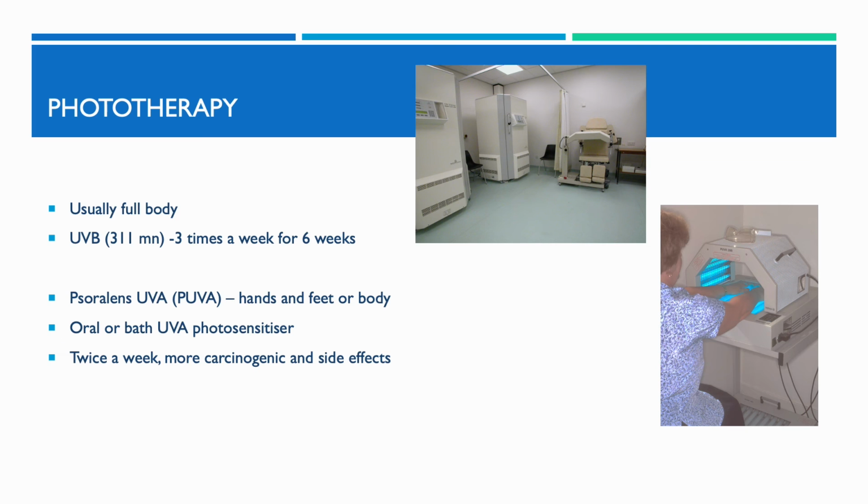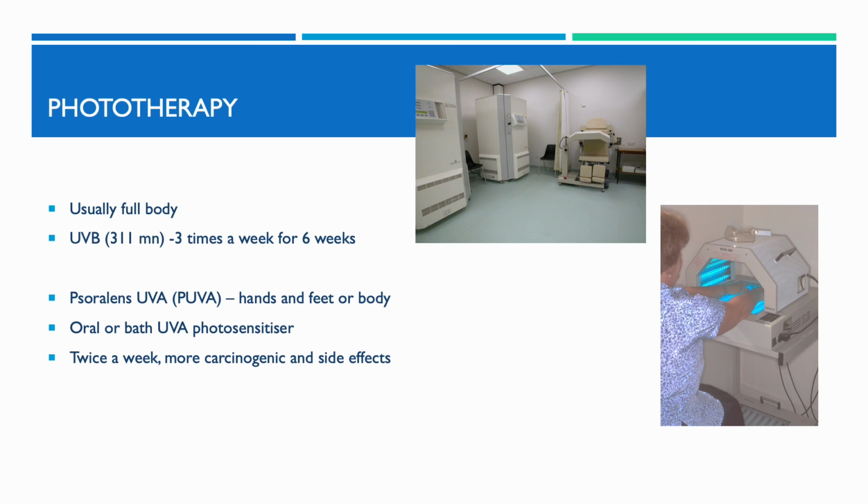Another type of phototherapy that is less frequently used these days is called PUVA. PUVA stands for psoralen UVA. Psoralen is a photosensitizer. UVA alone isn't a very good treatment for psoriasis, but if you photosensitize somebody by either using a topical psoralen delivered in a bath, for example, or a psoralen tablet, it can be much more effective. Treatment is given twice a week, probably more effective than UVB, but it certainly is more carcinogenic and has more in the way of side effects.